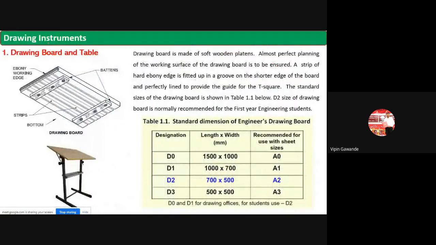Then we started with the drawing instruments. First we saw the drawing board, which we require for drawing purposes. We saw different types of drawing boards. Out of that, D2 is preferable for first year engineering students for basic construction. It has a size of 700 by 500, and the recommended drawing sheet is A2. So we'll take that one.